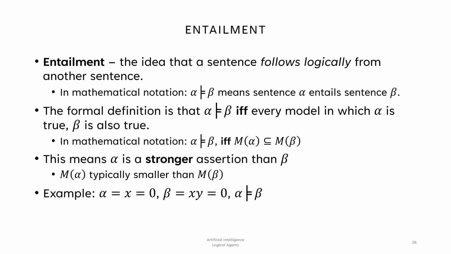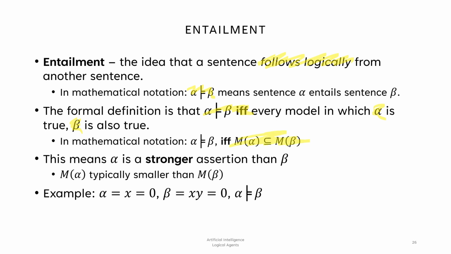All right, entailment. Entailment is the idea that a sentence follows logically from another sentence. Basically, it's saying if I have a sentence alpha that is true, then the sentence beta is true, and we use this notation for that. The formal definition is that alpha entails beta if and only if every model in which alpha is true, beta is also true. And we have some good set notation here, saying all the models of alpha must be a subset of all the models of beta.